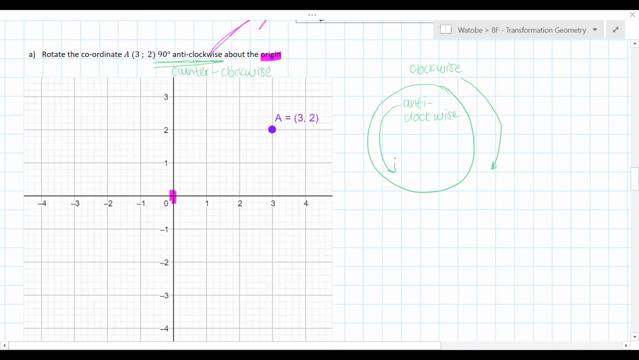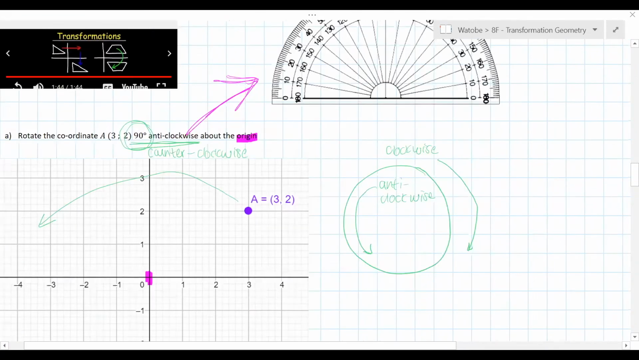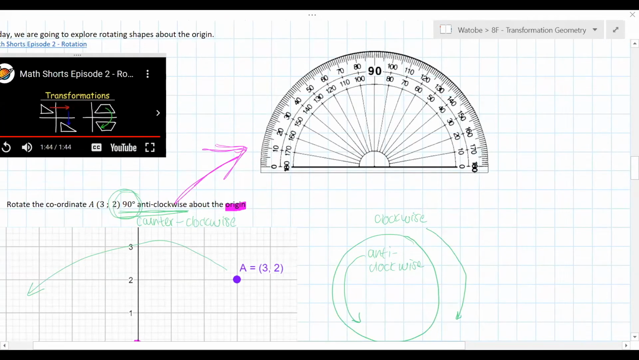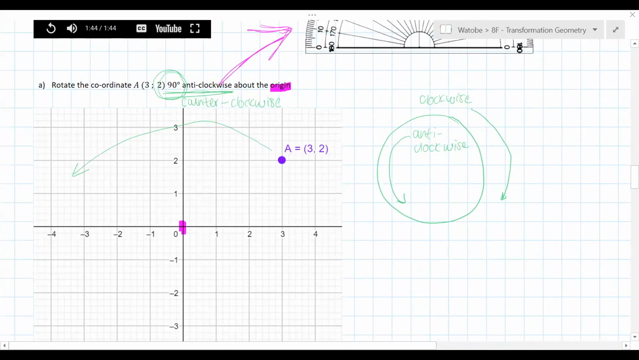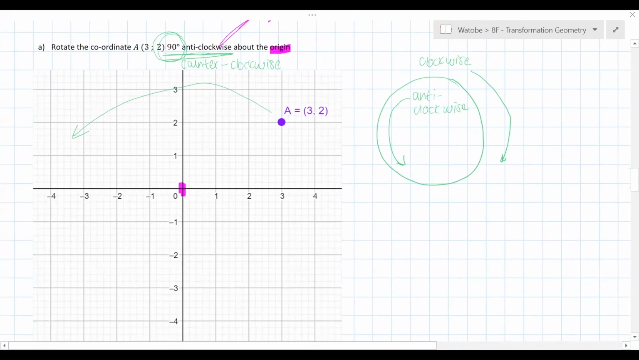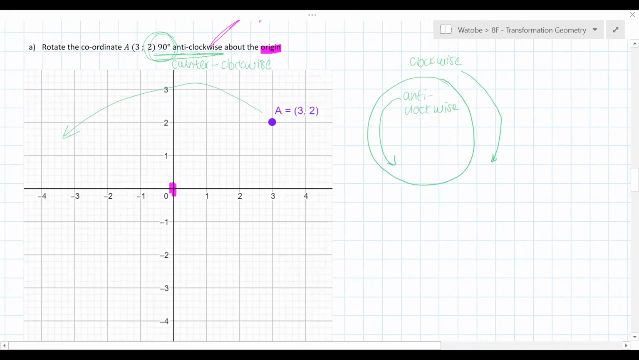So if I'm wanting to move this point A counterclockwise, I'm going to get to the degrees now. I'm wanting it to move in this direction. I've specifically been told to move it 90 degrees anti-clockwise, and this is now why I've said your protractor might be quite useful to you. Okay, I'm going to show you other ways to do it, but it could potentially be useful to you. So we want to go 90 degrees counterclockwise. So we want to go 90 degrees this way.